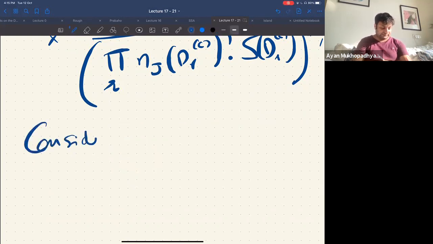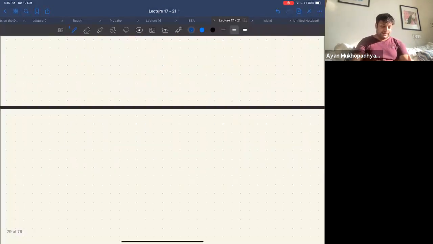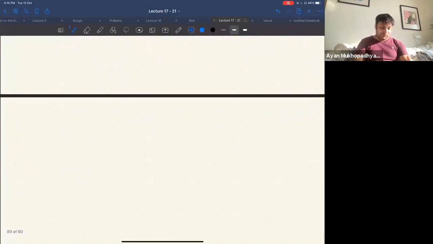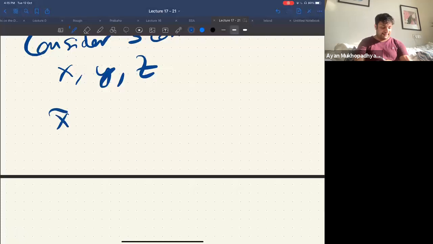Consider 3 connected diagrams and see how many disconnected diagrams we can generate with them. Let us call these connected diagrams X, Y, and Z. Okay, give them some name, X, Y, and Z. So what I would do now is define something called X tilde.